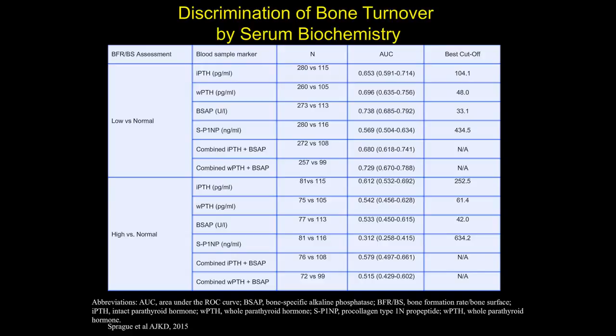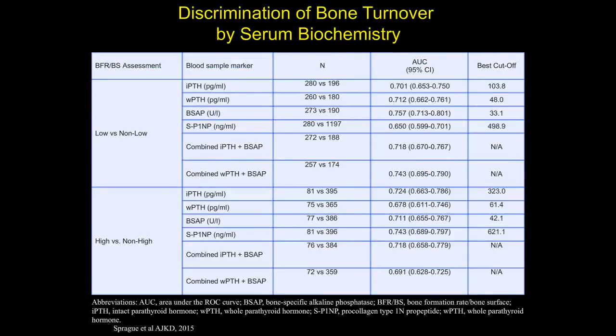0.7 is just minimal. And as you see here, only bone-specific alkaline phosphatase to discriminate low from normal bone turnover was helpful, at 0.76, with a cutoff being either above or below 33.1 units per liter. All the other biochemical measurements in terms of differentiating low from normal or normal from high were actually not helpful. Shown here is just looking at low versus non-low or high versus non-high.